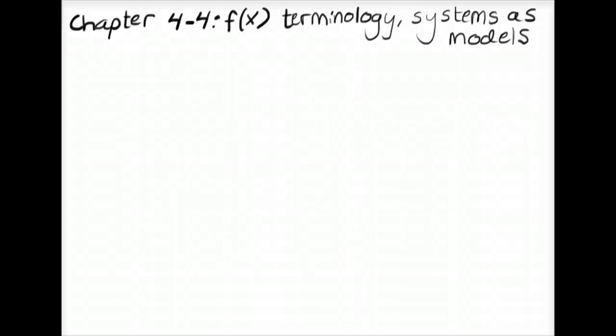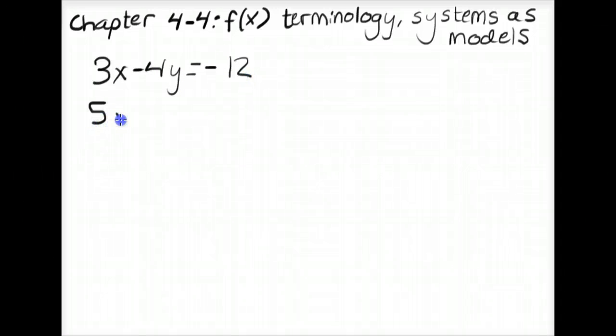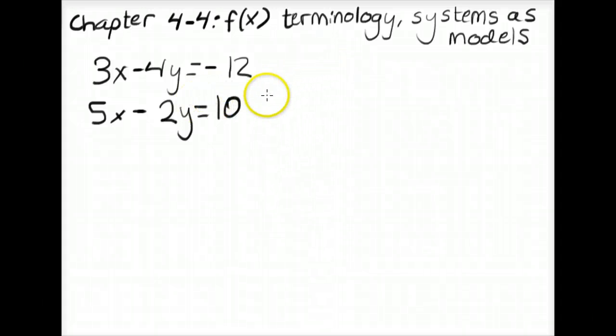So in previous sections, we were looking at systems of equations, such as 3x minus 4y equals -12, and then x minus 2y equals 10. Ooh, that's right, 5x minus 2y equals 10. For the purpose of graphing, transform these into slope-intercept form because they're easier to graph.